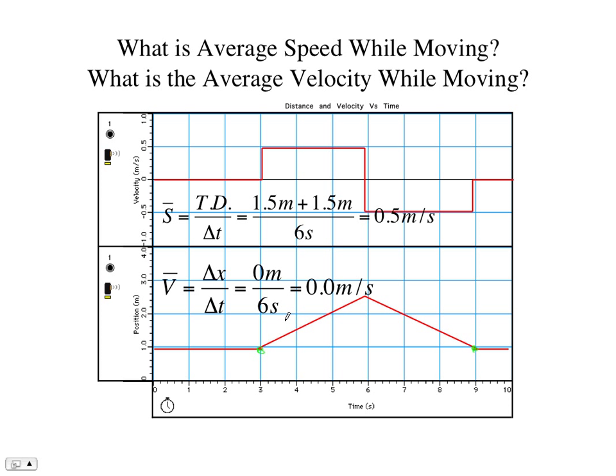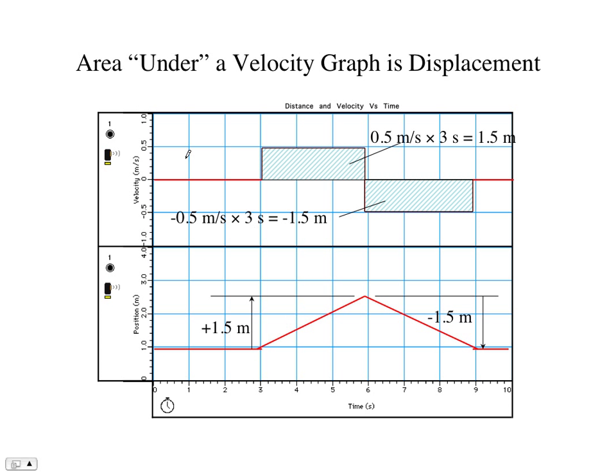Now there's another way to think about doing this operation, going from velocity to position, and that is using the idea of "area under" the velocity graph is the displacement. Why do I have "under" in quotes? Because sometimes it's the area over the velocity graph, as we'll see.